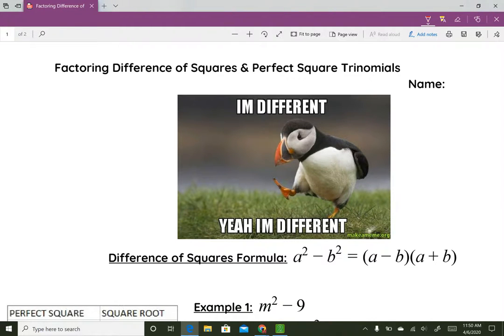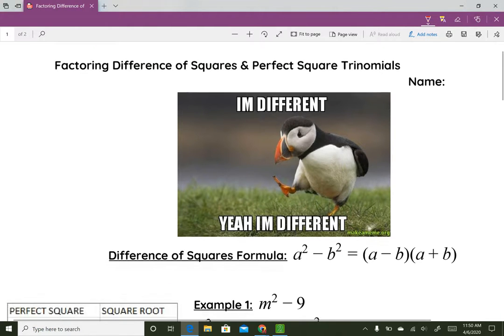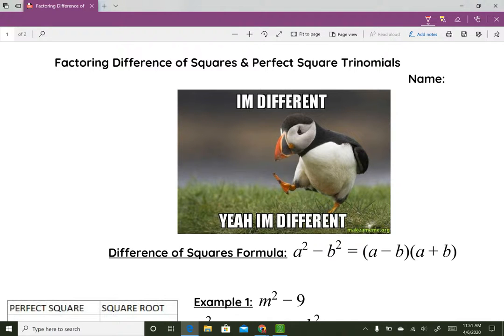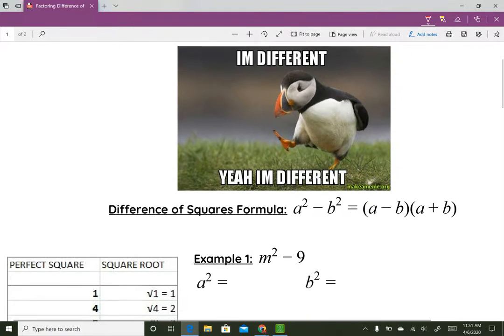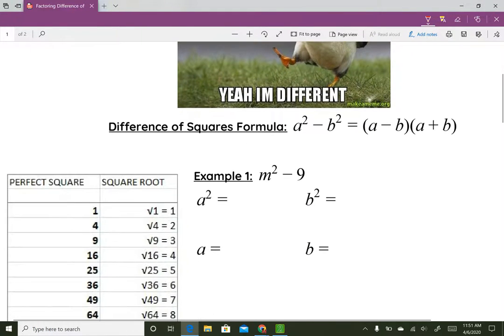We are here today talking about some special cases of factoring. The first we're going to talk about is difference of squares. I hope you like my meme here. I believe that is a puffin. So the first one we got is difference of squares.